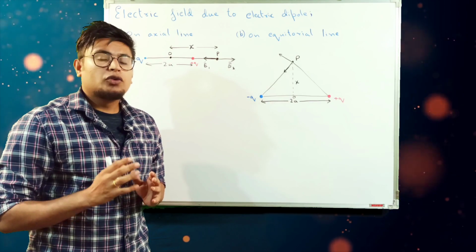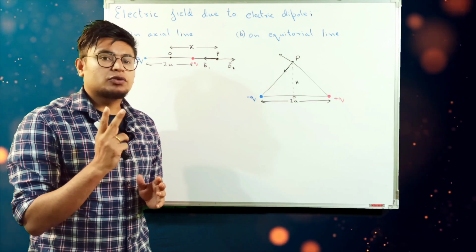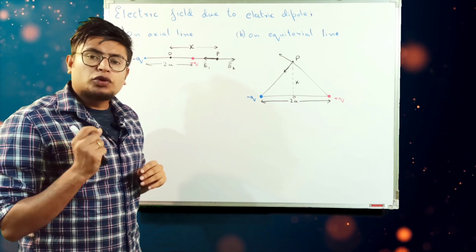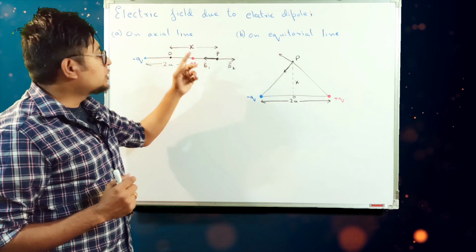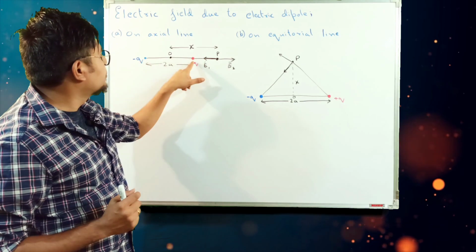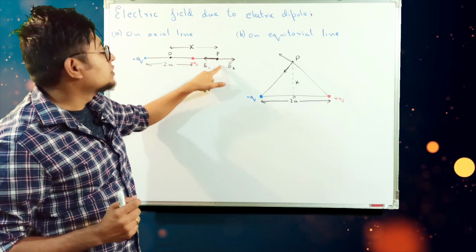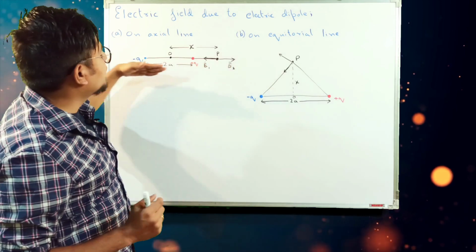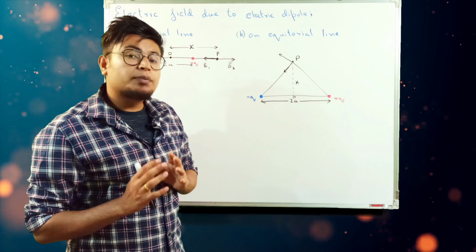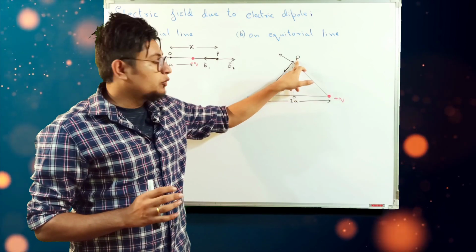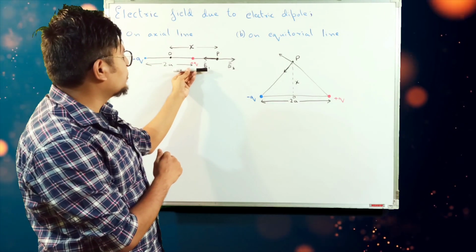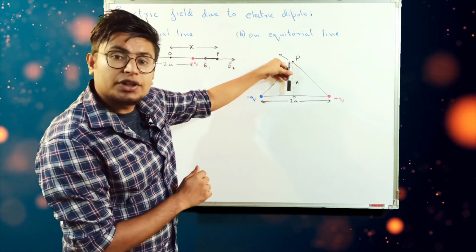In that regard, we select two positions with respect to the dipole in order to find the electric field produced by it. The first point would be the axial point, which is at a point P parallel to the dipole. And then the equatorial point, which would be perpendicular with respect to the dipole. Here it is parallel with respect to the dipole, and this is perpendicular with respect to the dipole.